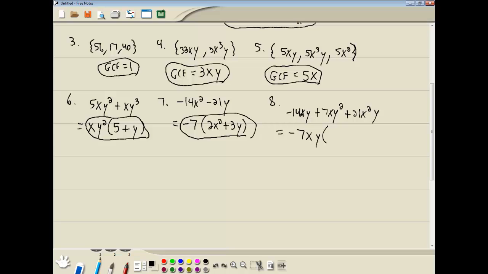Okay, factor means to divide out. Negative 14 divided by negative 7 is 2. That x is gone, that y is gone. 7 divided by negative 7 is negative 1. And that x is gone, and we have 2 y's here, and we took 1 y away, so that leaves us a single y. 21 divided by negative 7 gives us negative 3. We had 2 x's, we took 1 out, so that leaves us a single x. We had 1 y, and we took that away, so there's no y's. So our answer would be negative 7xy times 2 minus y minus 3x.